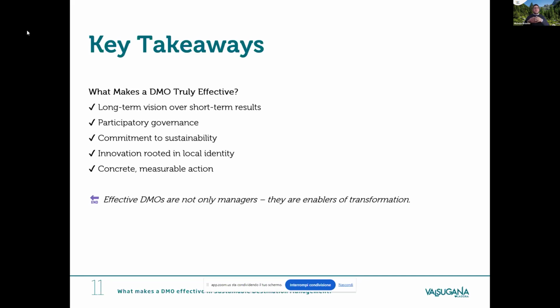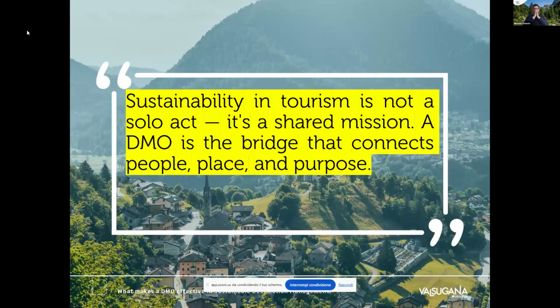So in synthesis, long-term vision over short-term results, participatory governance, commitment to sustainability, innovation rooted in local identity, concrete, measurable action. And my favorite quote in this argument is: sustainability in tourism is not a solo act, it's a shared mission. A DMO is the bridge that connects people, place, and purpose. Thank you very much.